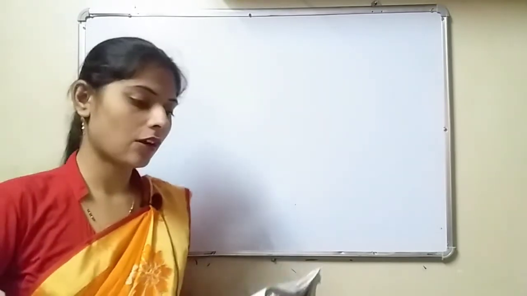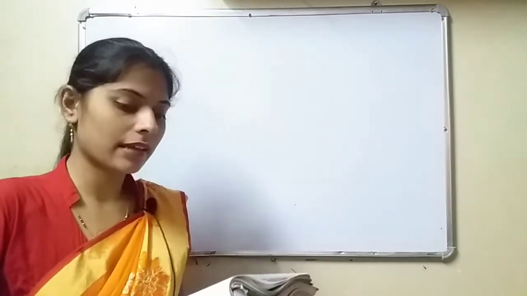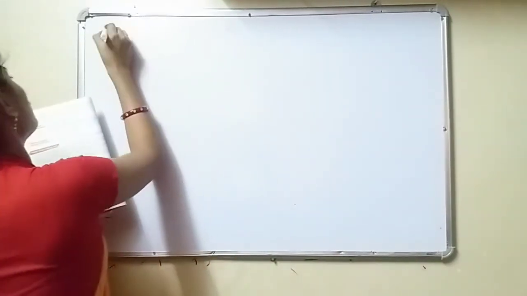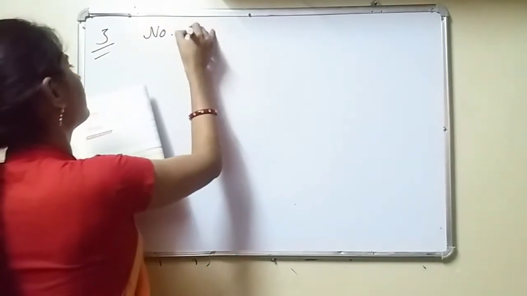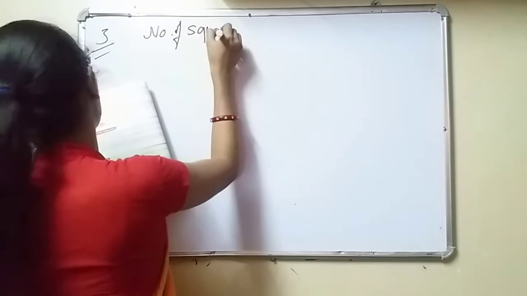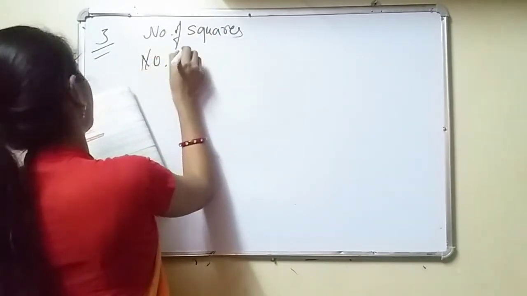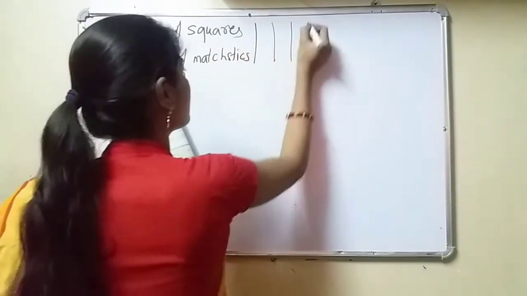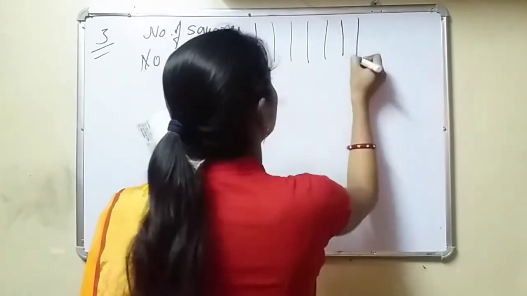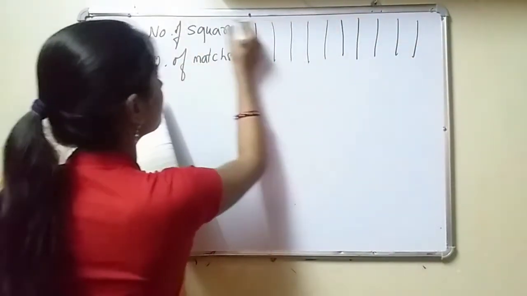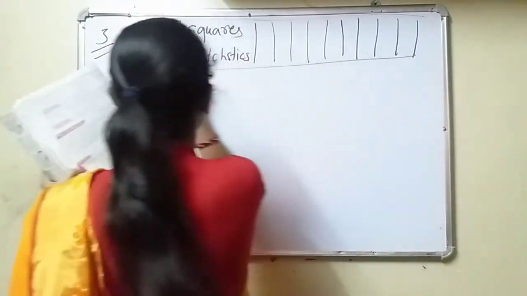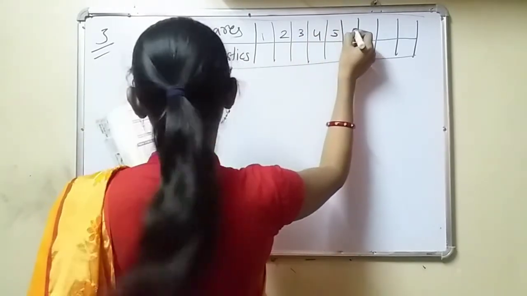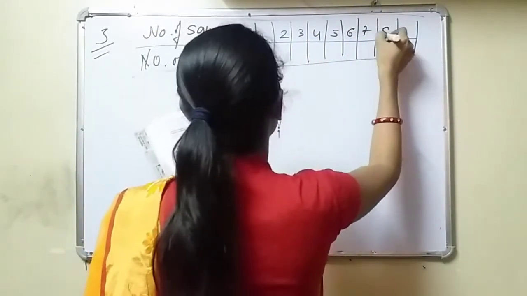Now see, question number 3: observe the pattern of double squares made with the matchsticks and then complete the table that follows. Now see, double square, it means, see question number 3, number of squares or number of matchsticks. 1, 2, 3, 4, 5, 6, 7, 8, 9.